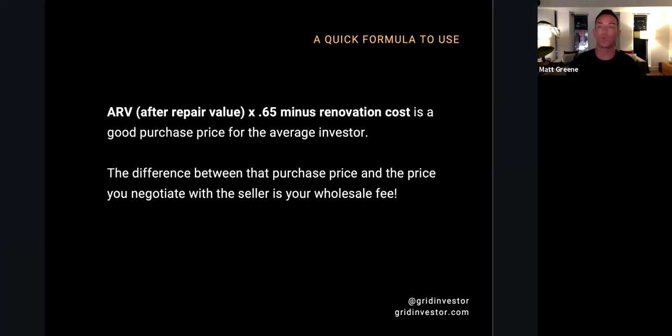And again, this is just a really quick, easy way to determine if this is a deal that might be worth assigning. We take the after repair value times 65%, or minus 35%, same thing, and then subtract out the improvement costs. The number that's left over is the number that most investors would pay for that property. If we're able to purchase it for less, then we know that there's a potential assignment deal there.